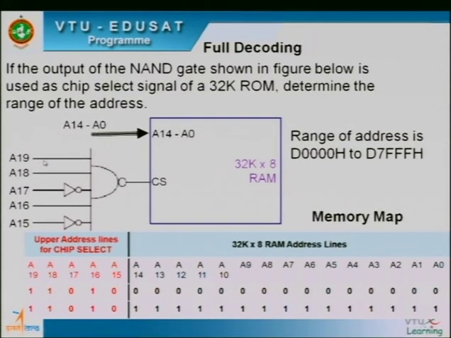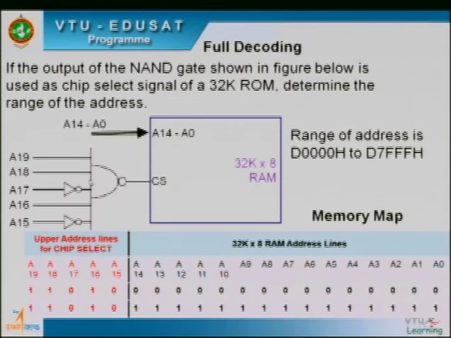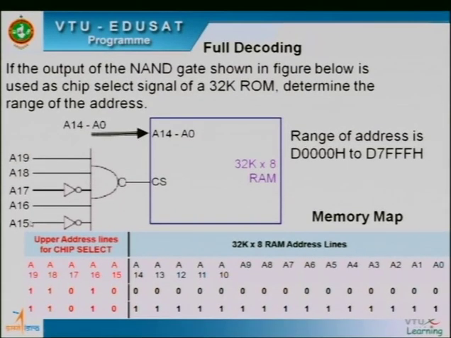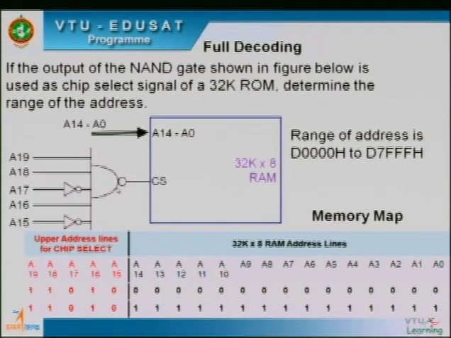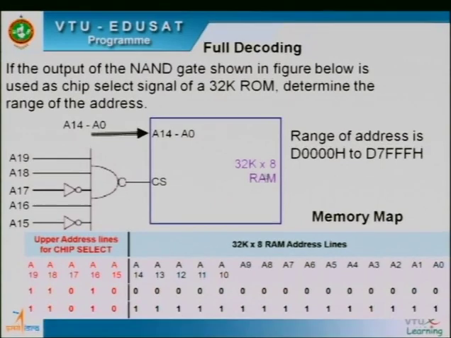And how are they given? A19 is connected directly, even A18 is connected directly, whereas A17 and A15 are given through an inverter to the NAND gate. So for this combination of inverters and NAND gate, how do we determine the address range? For this we have to write the memory map. So how do we construct the memory map?